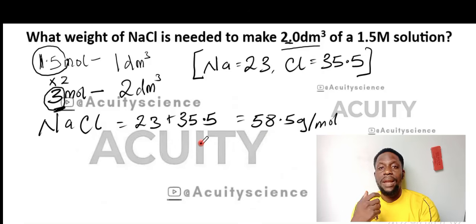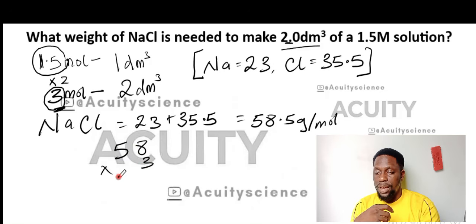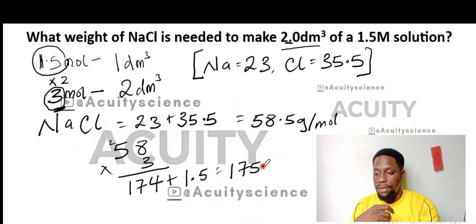Now let's multiply that by 3. So I will go 58 times 3. 8 times 3 is 24. Carry 2. 3 times 5 is 15 plus 2 is 17. Now to this, I'll multiply 0.5 by 3. That will be 1.5. So I'll add 1.5. So we have 175.5 grams. That is it. Super.